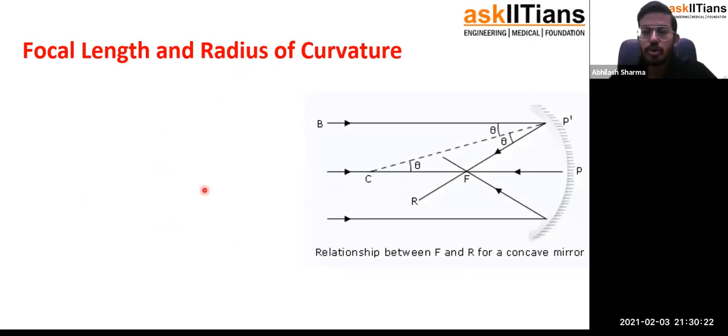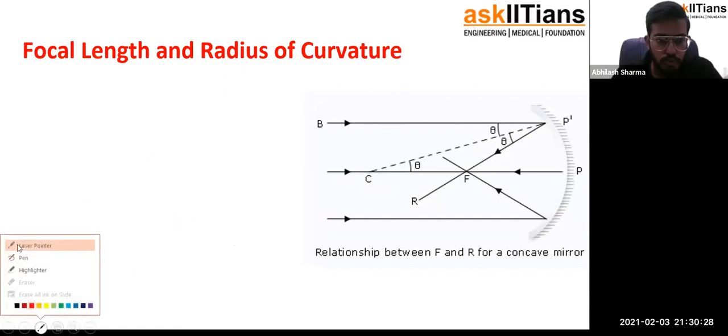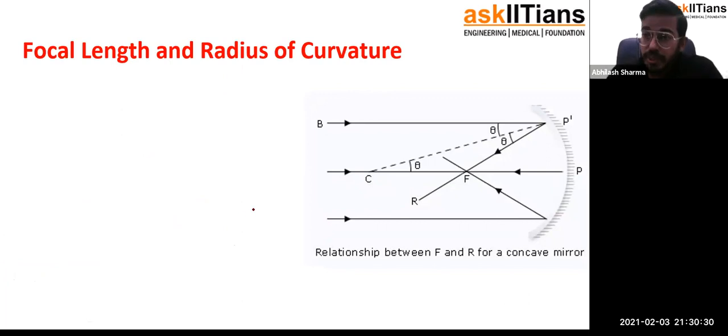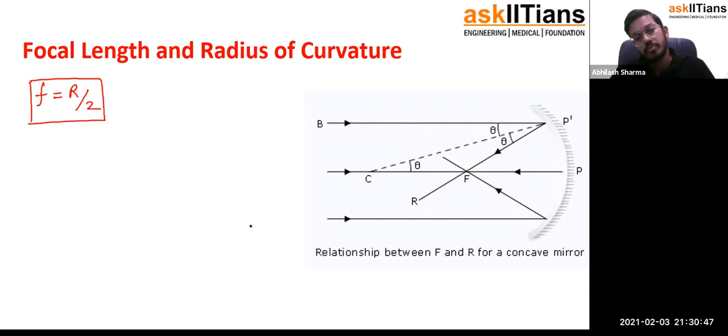First of all, focal length and radius of curvature: you don't need to remember or use both of them again and again. There exists a relation between them, which makes it very easy to use only one of them. That relation is simply that focal length is half of the radius of curvature. Now, how do we know this? How do we prove this?